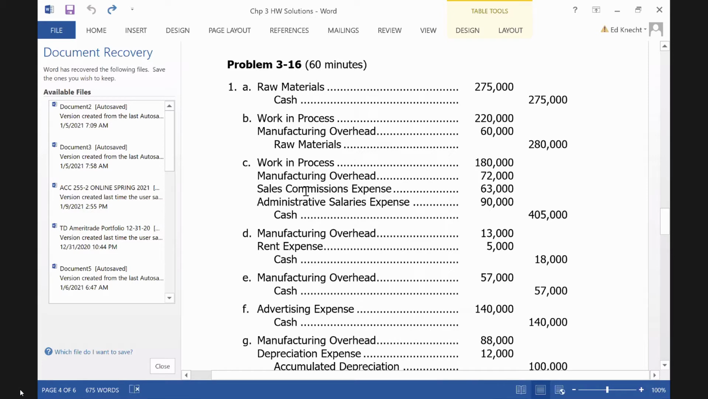And then we have a selling cost. Selling costs are period costs, so we better see an expense. Sales commission expense. Administrative salaries have nothing to do with the manufacturing operation. We would still have administrators if we bought the goods already manufactured for us from China, right? We would still have that cost. It's an expense because it's a period cost, and then they paid cash, so you credit cash.